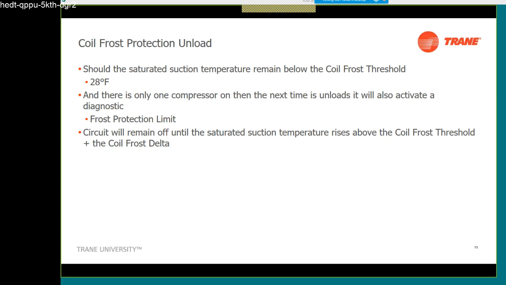So now we've backed off to a single compressor. The next time it unloads that last compressor, you'll get a diagnostic. It'll be a frost protection limit. And now we're actually backed out all the way, and that is an auto reset diagnostic. It'll sit off until that circuit's saturated suction temperature rises above that coil frost threshold, which we said was 28 degrees, plus the coil frost delta, which was 8 degrees. Those are the default set points. So once we get back above 36 degrees, we'll allow the circuit to start back up.